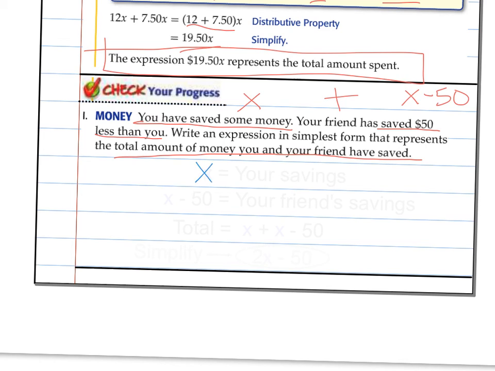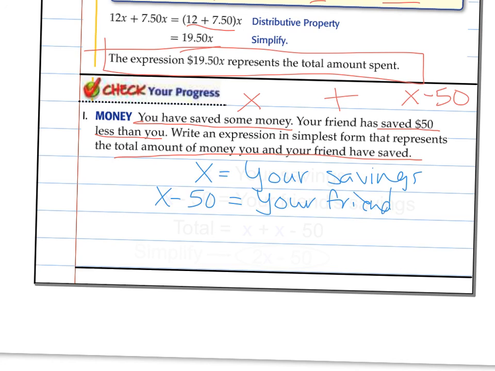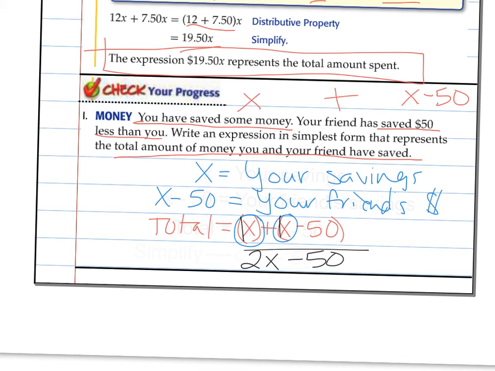So again, X is your savings. X minus 50 is your friend. So the total would be my money plus my money minus 50, which represents theirs. So my like terms are X, and that's really like 1X plus 1X, which is 2X minus 50.